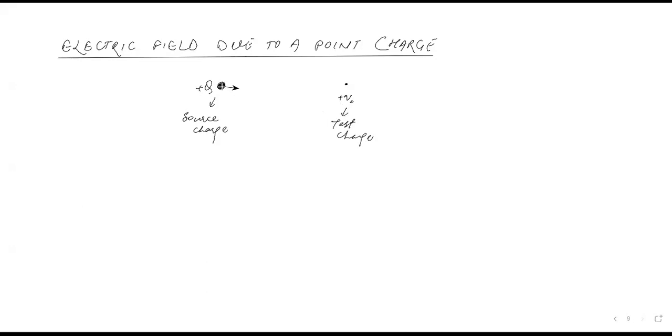And what will be the direction of force acting upon this test charge? I think it will be in this direction, and the separation between them is R. Then we are going to calculate. We already know the formula E is equal to F over Q naught. What is F? F is the Coulomb force. So we are going to calculate the Coulomb force first. Then we will put the value of force in this equation E is equal to F over Q naught, and we get the final answer.